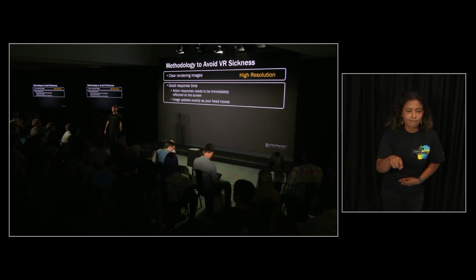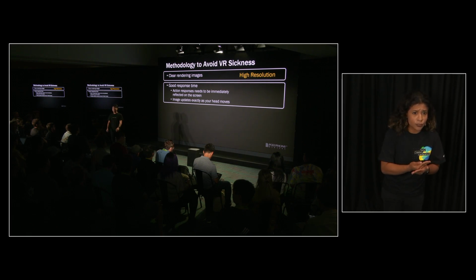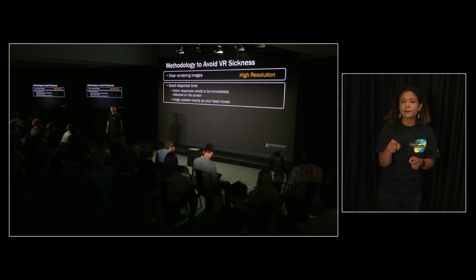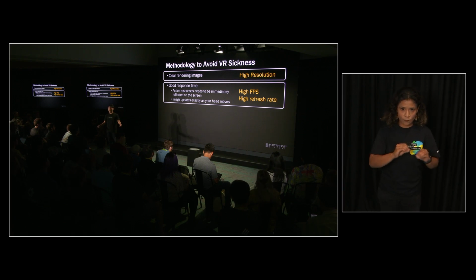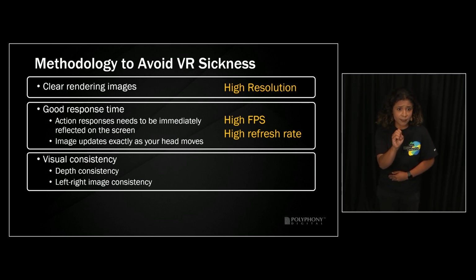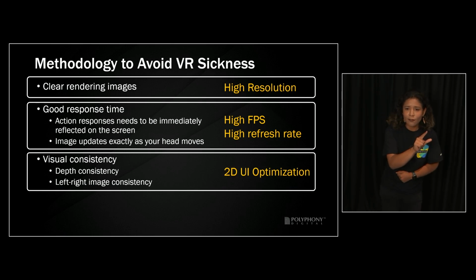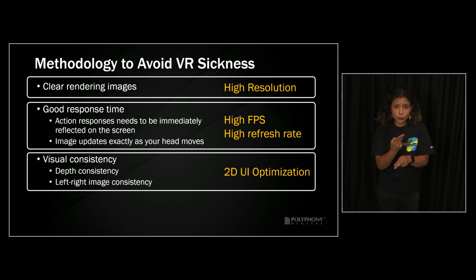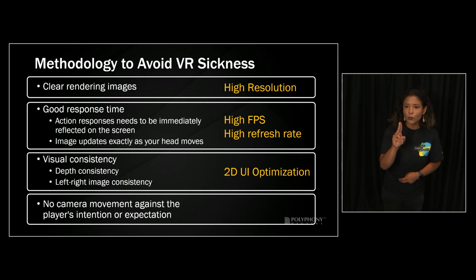First, a clear rendered image is required. In other words, it must be high resolution. Next, response time must be good. User actions must be immediately reflected on the screen. It also needs to follow the user's head movements. Therefore, high FPS and high refresh rates are required. Furthermore, there must be visual consistency such as depth and left-right image consistency. This is achieved by optimizing the user interface. Finally, the camera should not move against the user's intentions or expectations.